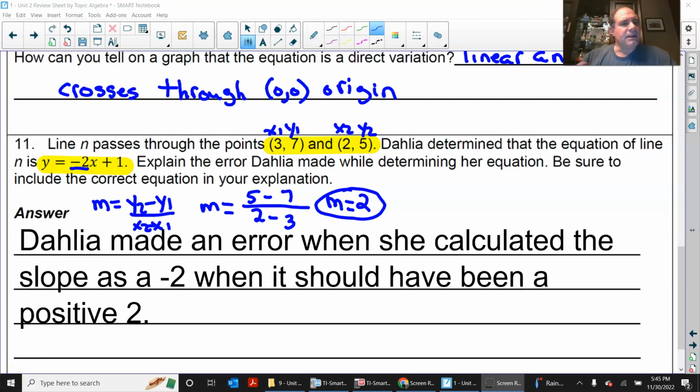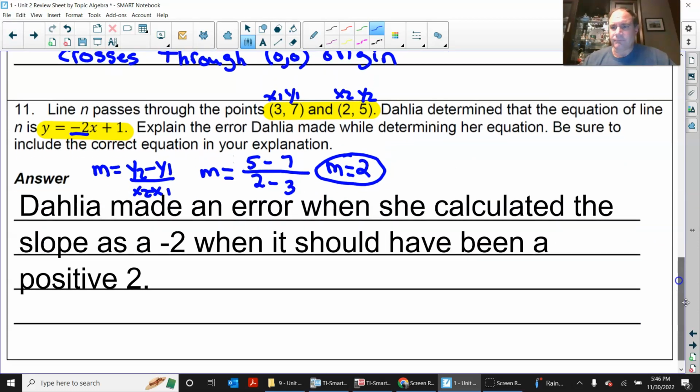I just put down there, Dahlia made the error that when she calculated the slope as negative 2, it should have been a positive 2. You could see clearly that 5 minus 7 is negative 2, and this is negative 1. Negative 2 over negative 1 is positive 2. She put negative 2. Ain't that no good?